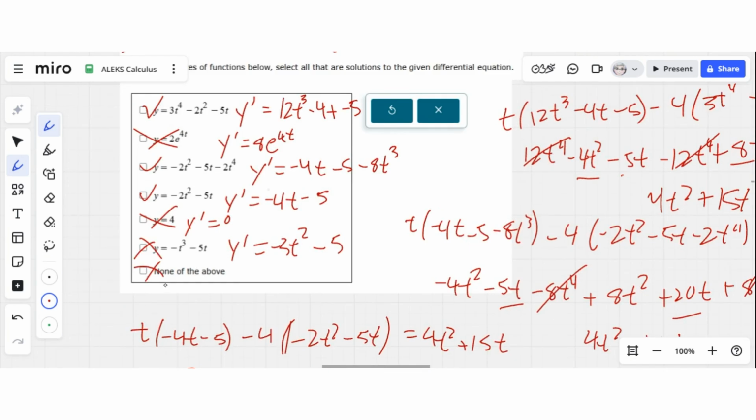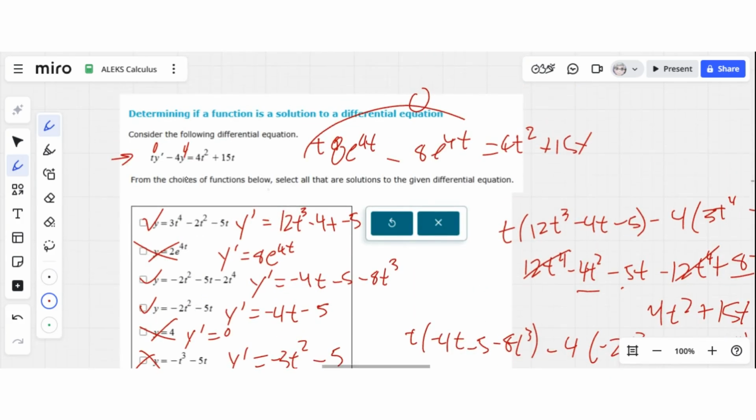So we found three that satisfy this differential equation. If there were an easier way to do this, I would definitely share it with you, but this is how I know how to do these. So I wish you luck.